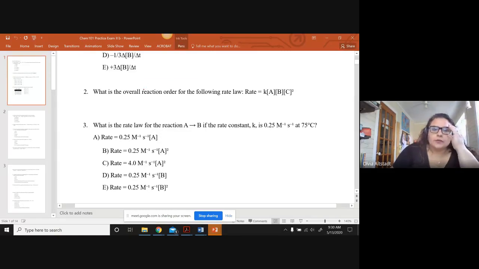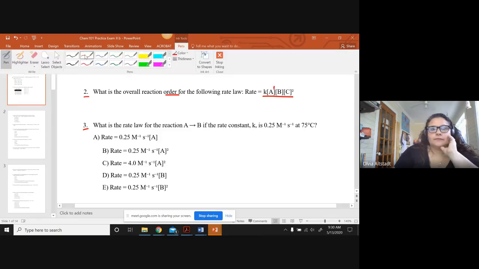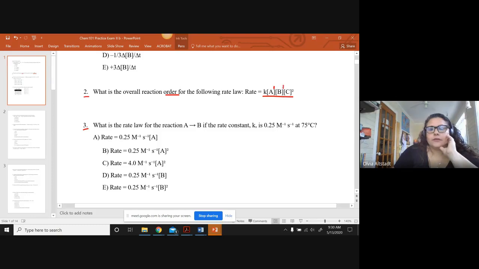Yep. Okay, so now we're talking about kinetics. This is where the second practice test starts. And in kinetics, we're talking about the speed of a reaction. I'm going to start with number two, and then I'm going to talk to you about number three. So in number two, what is the overall order of the following reaction rate law? And they give you this rate law. So the order refers to the exponents. So here A doesn't have a number, so you can assume there's a one here. And here B also has no exponent, so you can imagine there's a one there. And then this number is 2. So 1, 2, 3, 4. So it's fourth order.